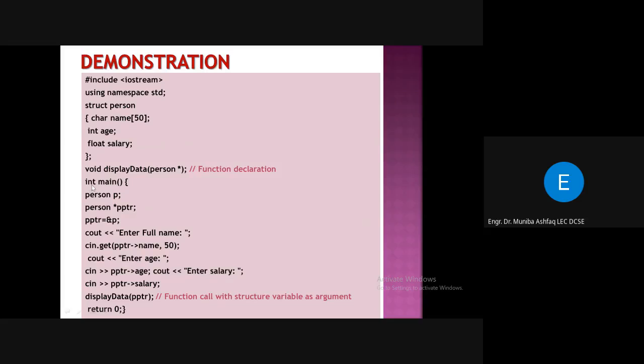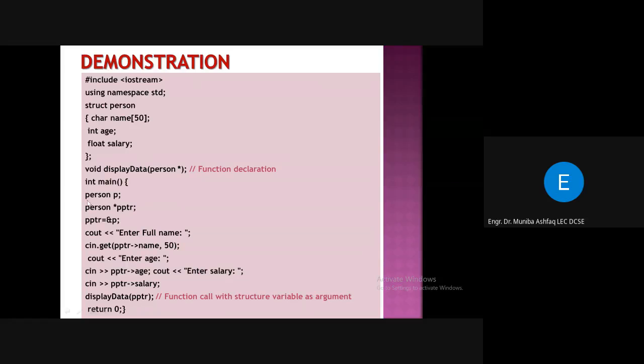Now come towards the main program, int main. Now we want to make an object of this struct person. So simply I write the name person and then P. Now P is an object of this structure person, just like we did in the previous examples, right? And then I want to make a pointer to the structure. So I have to write the data type first.